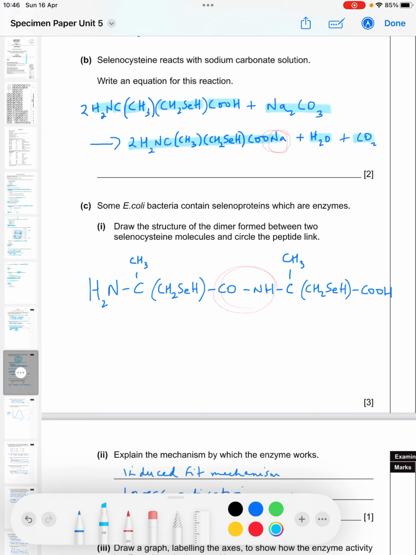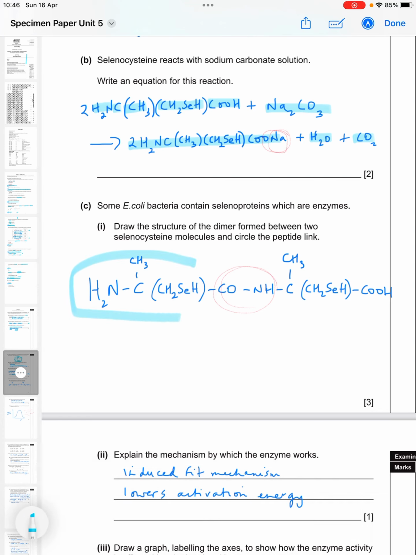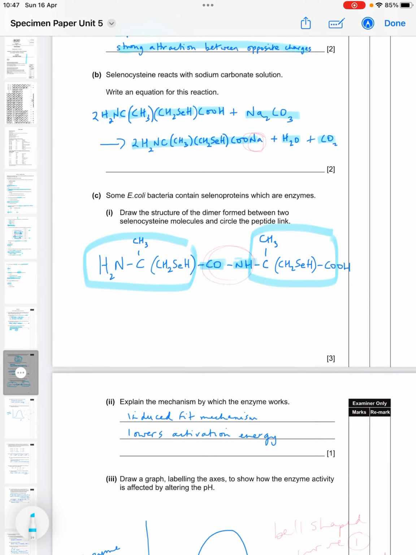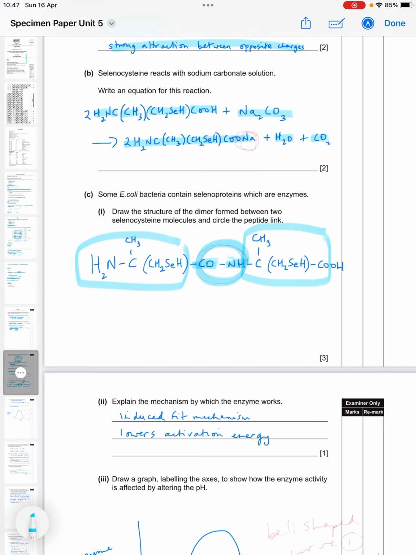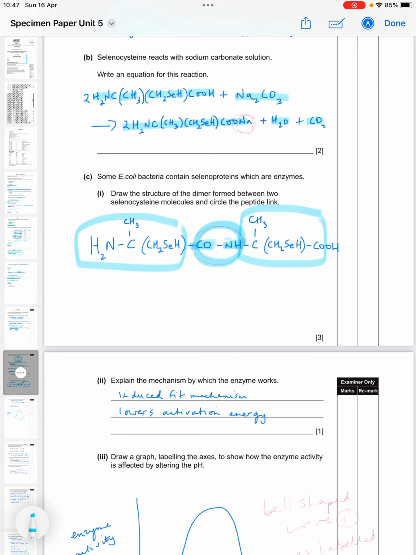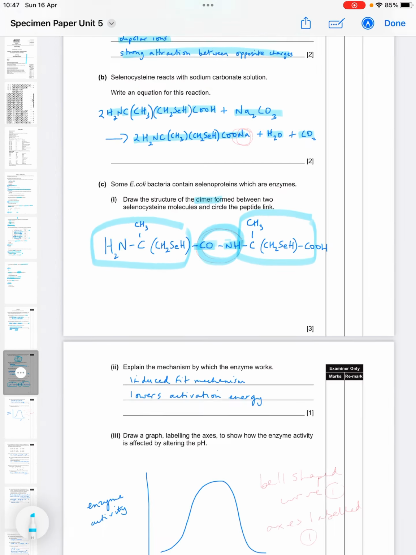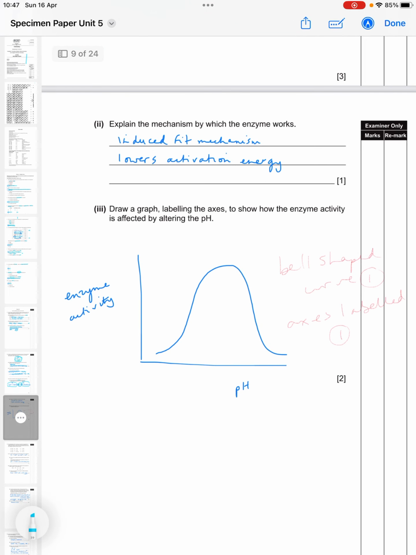So part C: some E. coli bacteria contain selenoproteins, which are enzymes. Draw the structure of the dimer formed between 2 selenocysteine molecules and circle the peptide link. So you see here again, this is the stem of the molecule, and on this side I've got the CO from the acid, and here I have the NH from the amine, and we've got the peptide link, which I have circled there. And then the dimer obviously is 2 molecules together.